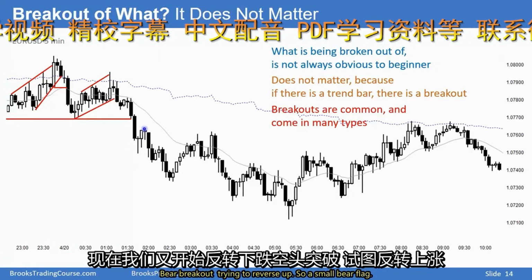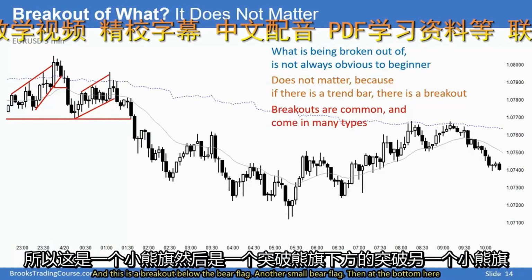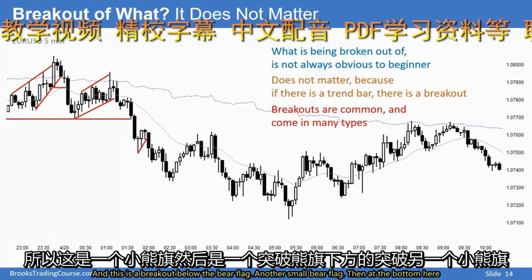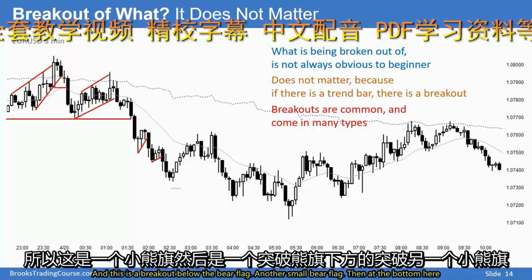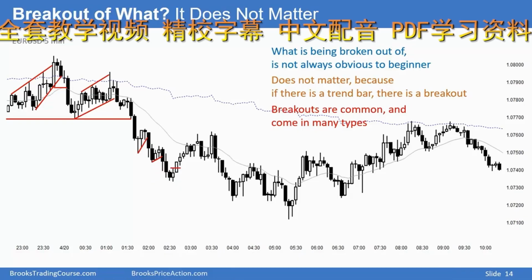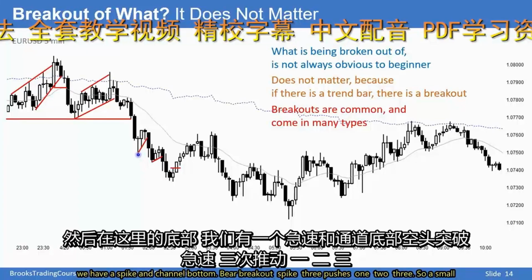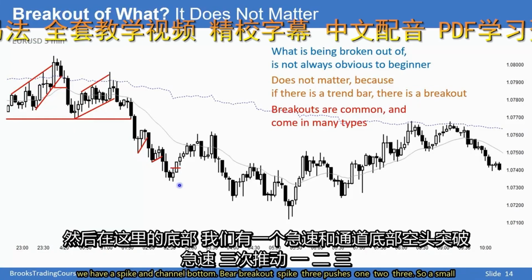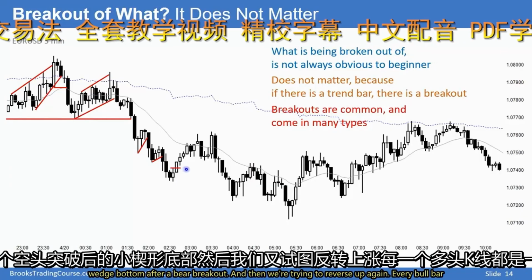Bear breakout, tried to reverse up, so a small bear flag, and this is a breakout below the bear flag. Another small bear flag. And then at the bottom here, we have a spike and channel bottom, bear breakout, spike, 3 pushes, 1, 2, 3, so a small wedge bottom after a bear breakout. And then we're trying to reverse up again.